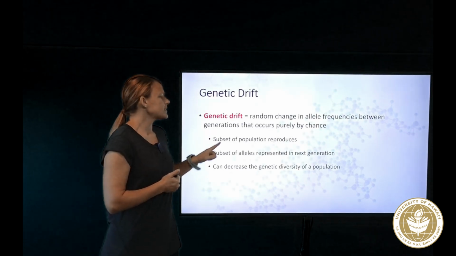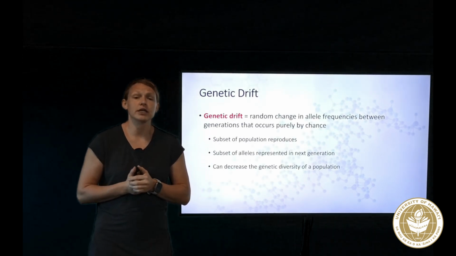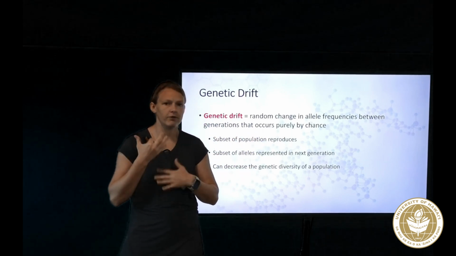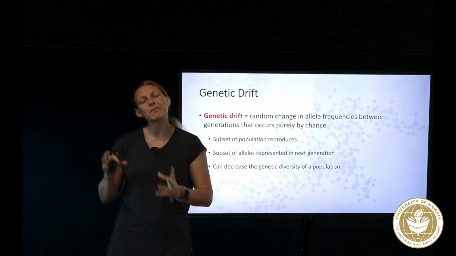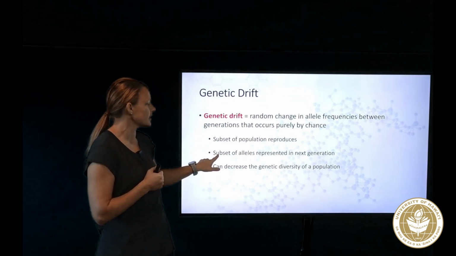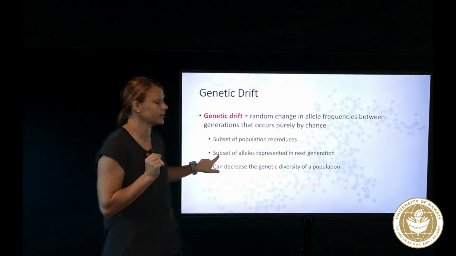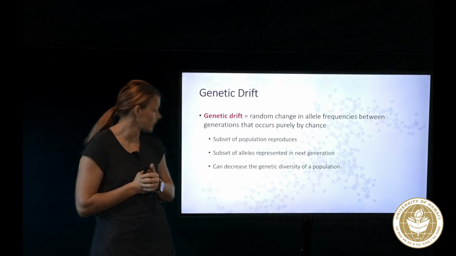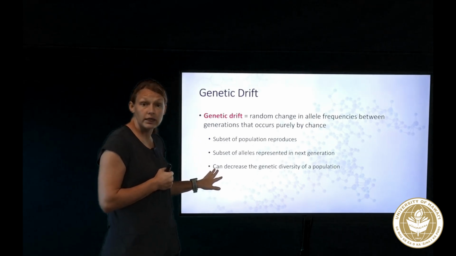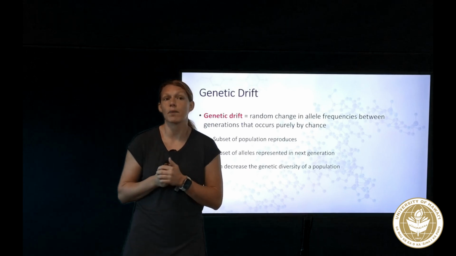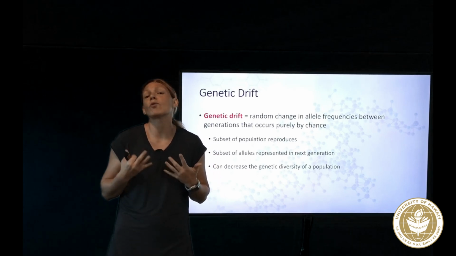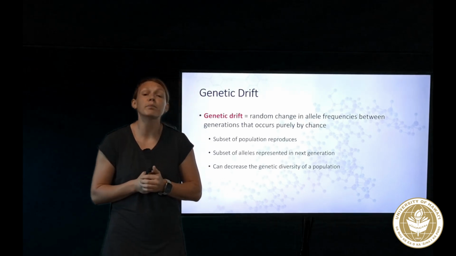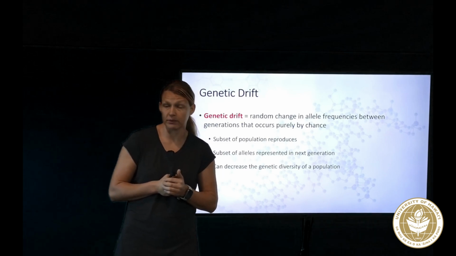In genetic drift, what we see is that a subset of that population is going to reproduce. So in other words, not the whole population reproduces. It can be for various reasons, but just part of that population reproduces. And that means that because only part of it is reproducing, we have just a subset of the alleles that are represented in the next generation. This can decrease the genetic diversity of a population. So what this means is we really don't have as many alleles represented in the population because we aren't passing all of them on to the next generation.